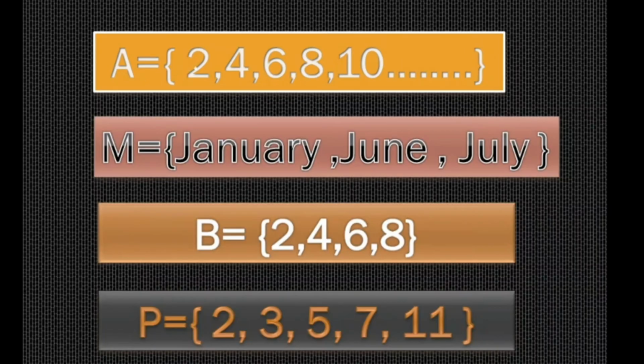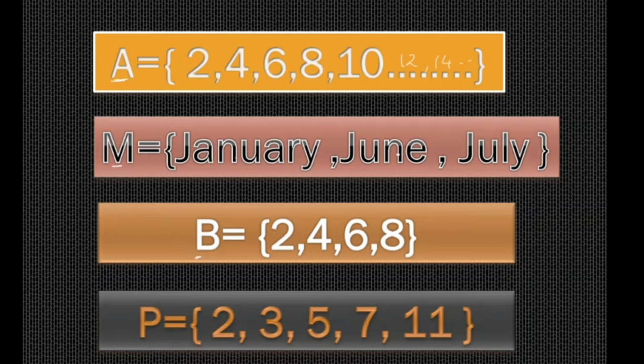Here, A equals 2, 4, 6, 8, 10, which are even natural numbers, and it is not ending; the dashes indicate we can continue writing 12, 14, as it is an infinite set. Then you can see I have denoted the sets as A, B, like that. Some name is given to them. Then January, June and July.